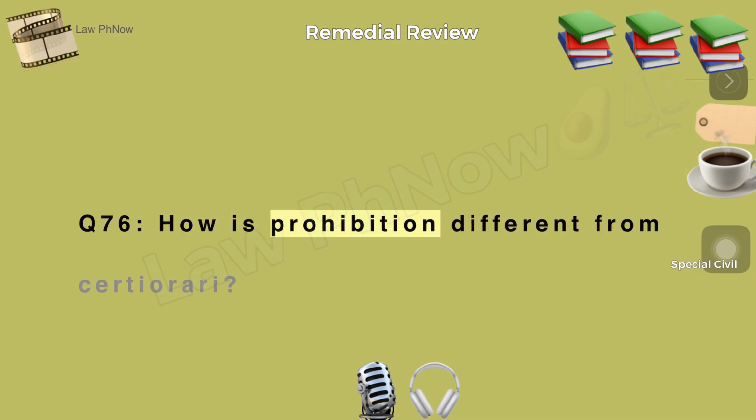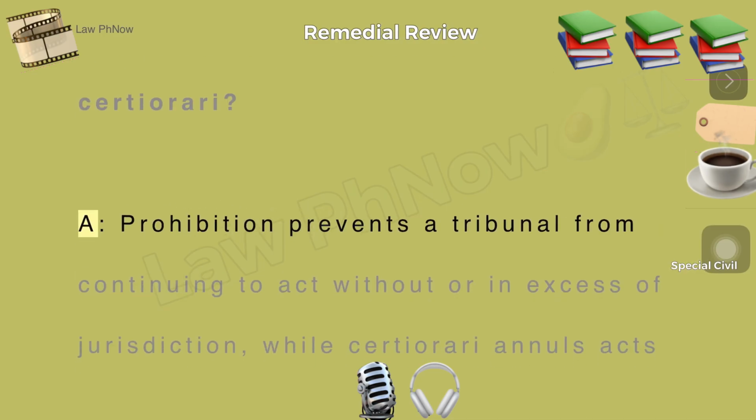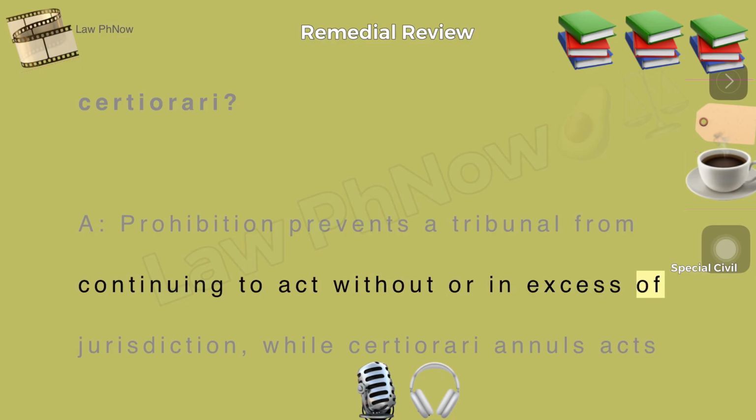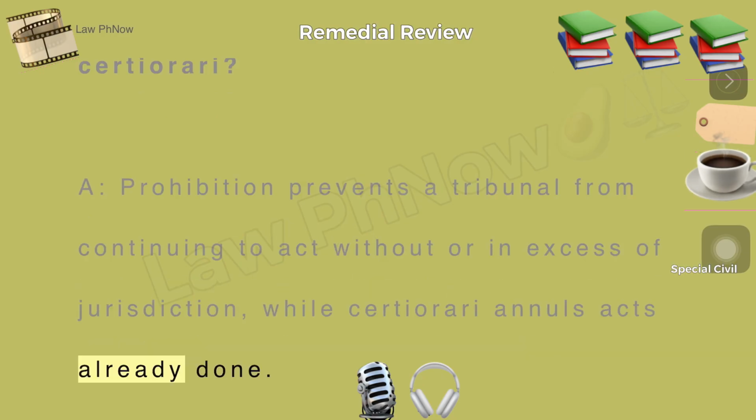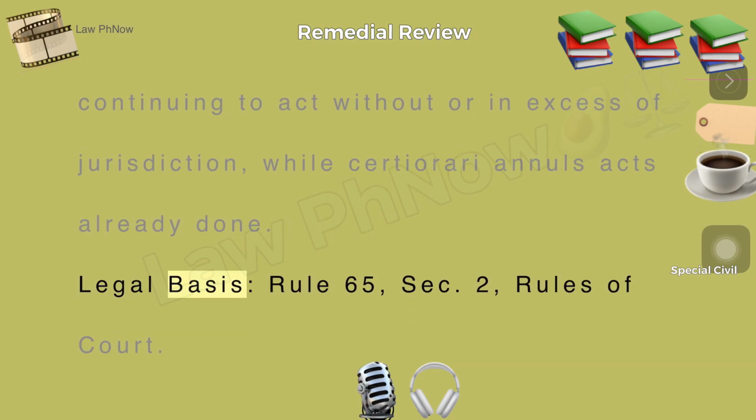Q76. How is prohibition different from certiorari? A. Prohibition prevents a tribunal from continuing to act without or in excess of jurisdiction, while certiorari annuls acts already done. Legal basis, Rule 65, Section 2, Rules of Court.